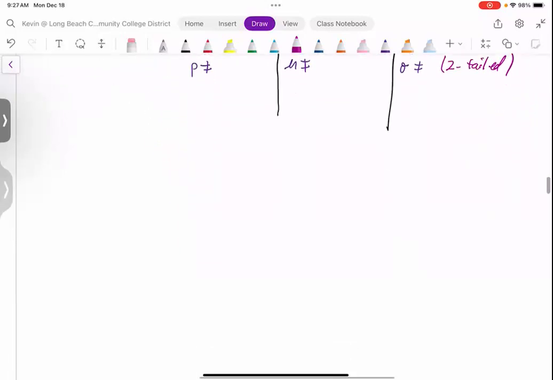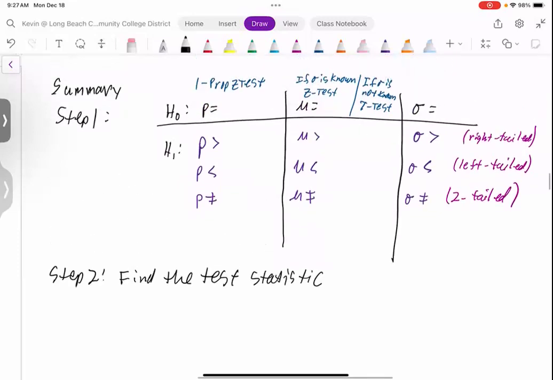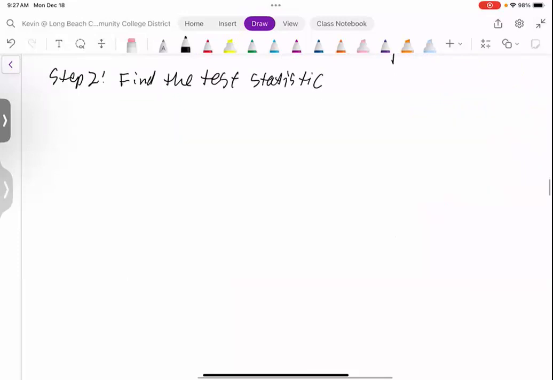Step two is we need to find the test statistic. And that means that we're going to be running the one proportion z test that you see up here, the z test or the t test. And this also means that we're going to be finding the p-value.